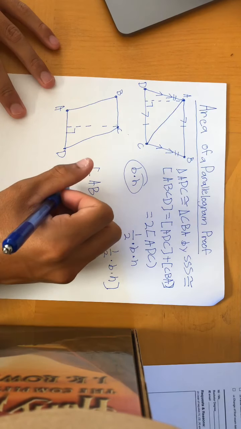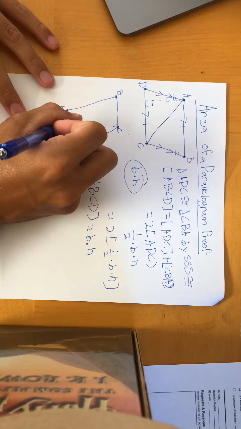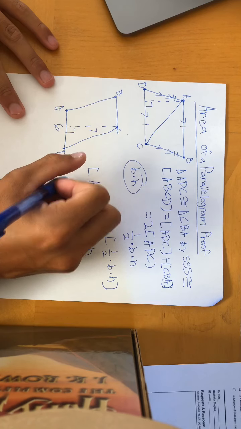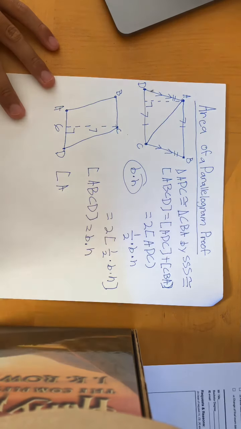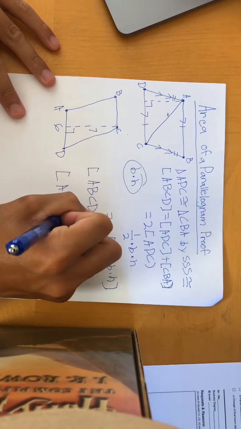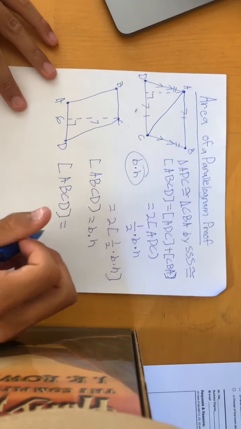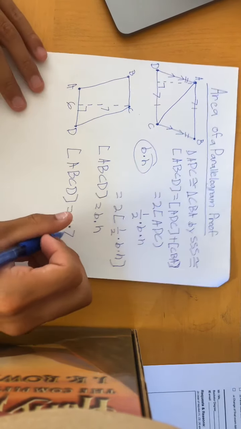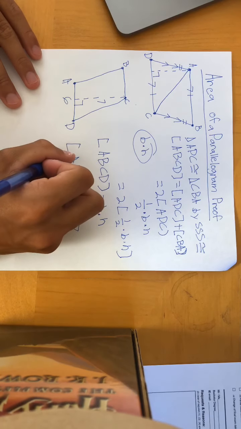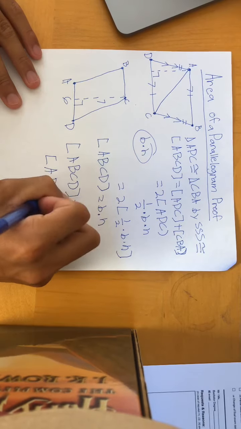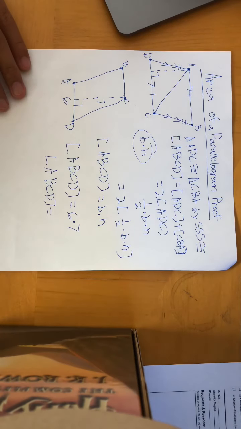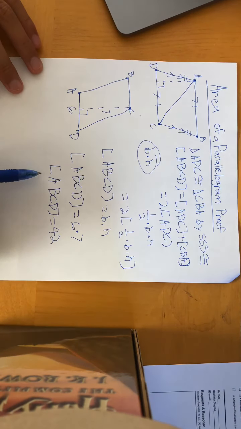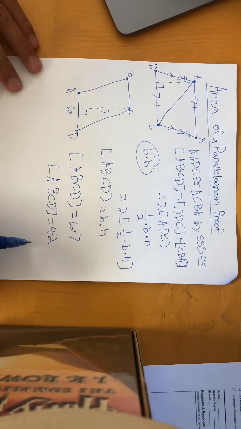Now let me do an example right here. Let's say the base was 6 and the height was 7. Then you would just multiply it. The area of ABCD equals the base, which is 6, times the height, which is 7, and 6 times 7 is 42. So we could say the parallelogram ABCD, the area of it equals 42.